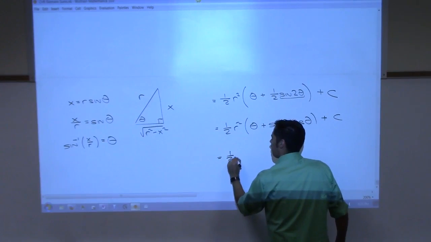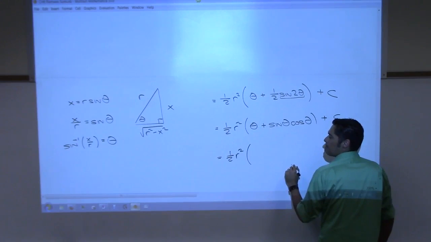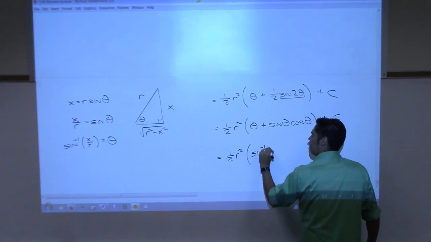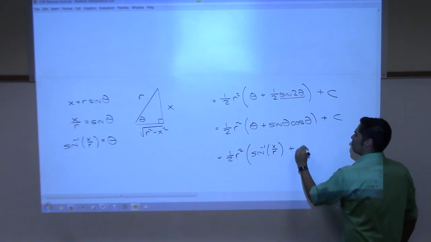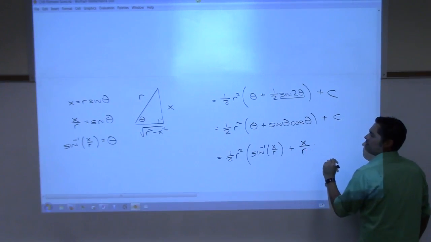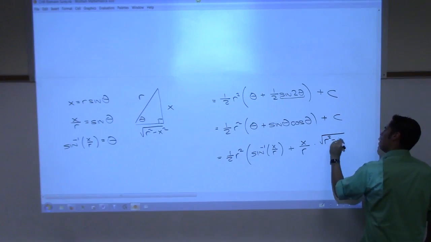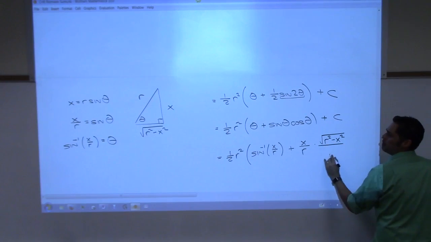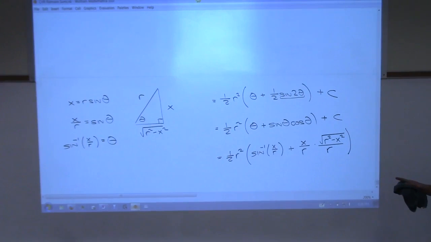So let's see if we can write this answer in terms of x. I have 1/2 r squared. What's theta? Arc sine of x over r. And then plus sine theta, which was x over r, times cosine theta, which was the adjacent side over the hypotenuse, which is r. That's my antiderivative, right?